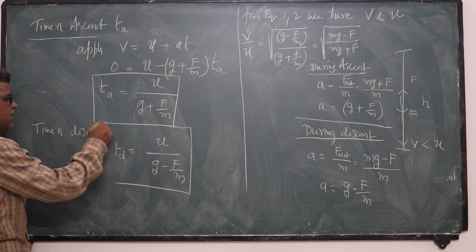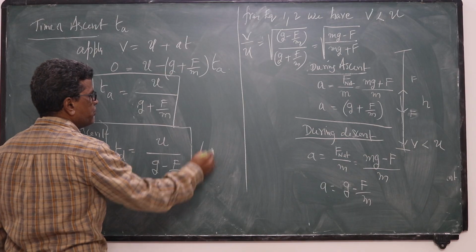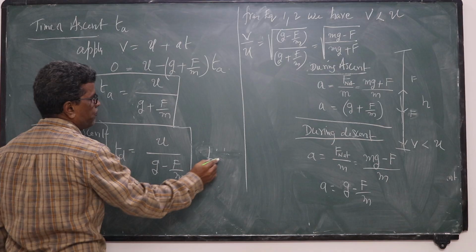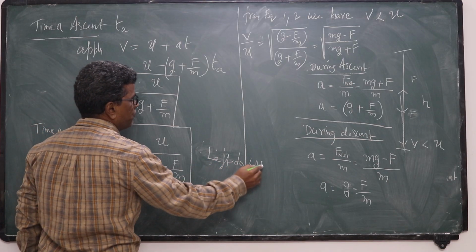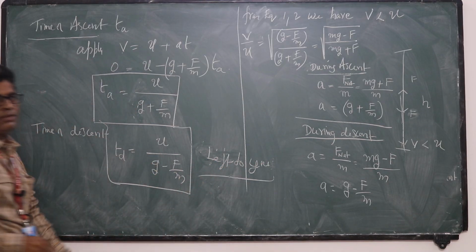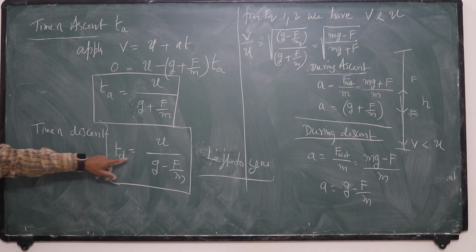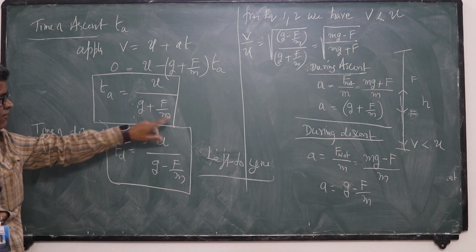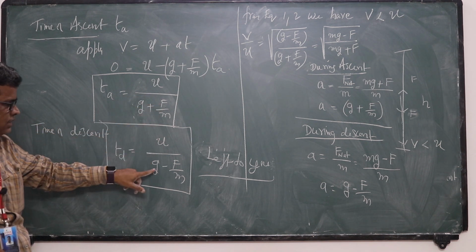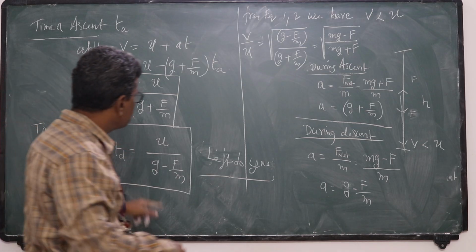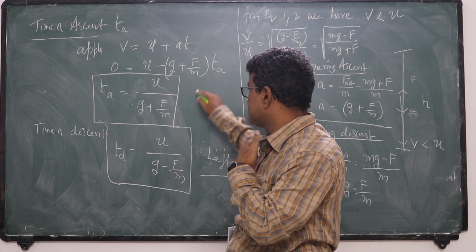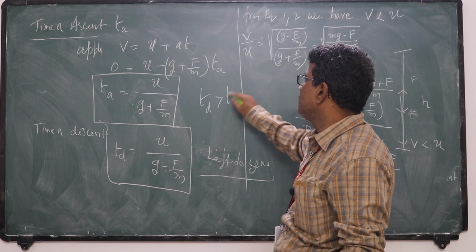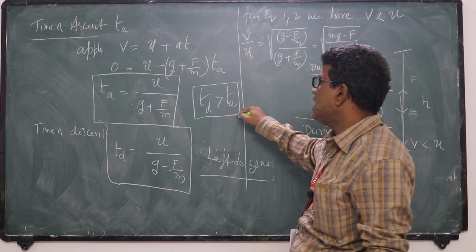Okay. Similarly, we can prove this one, that is left to you. This is work for you. You solve this one. So which one is greater? Time of ascent is u by g plus f by m. Time of descent is u by g minus f by m. From this we can say that this one is less and this will be more. Time of descent will be greater than time of ascent.